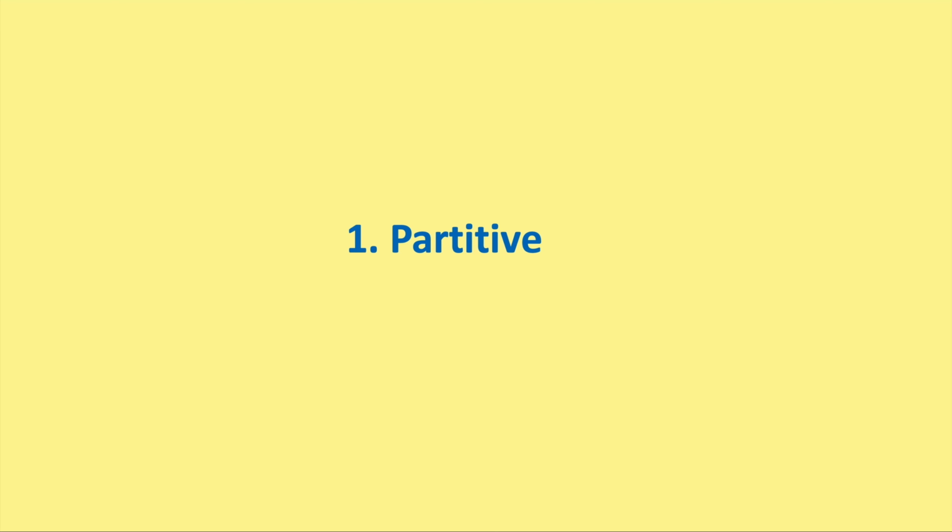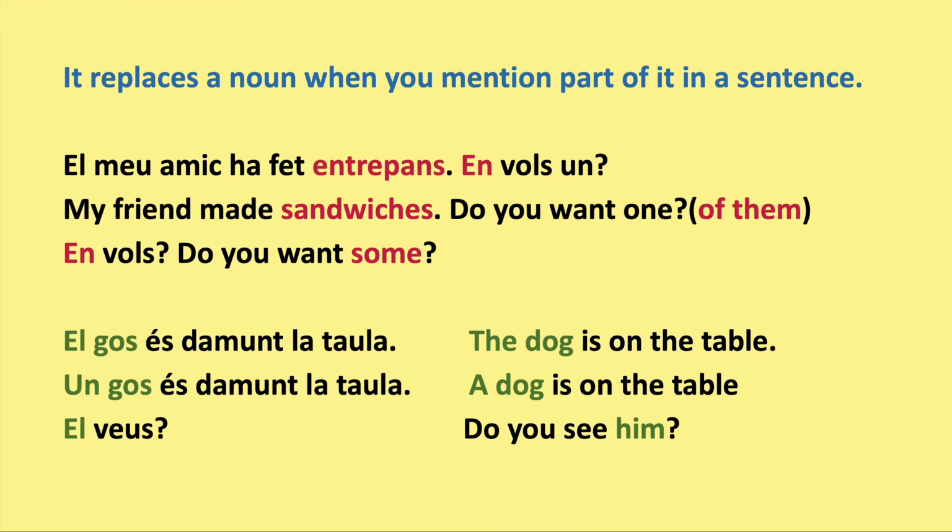First use, partitive. When you use "en" here, it replaces a noun when you mention part of it in a sentence. For example, "el meu amic ha fet entrepans. En vols un?" My friend made sandwiches. Do you want one? "En un" means do you want one of them. "En vols?" Do you want some?